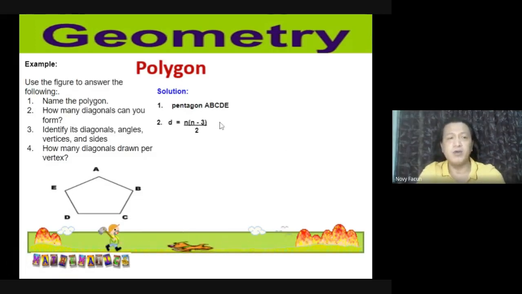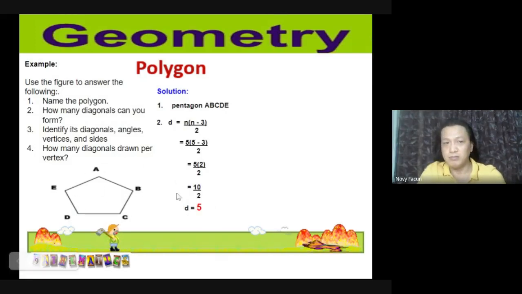And we also have number 2, how many diagonals can you form? So, use the formula natin, yung D is equal to n times the quantity n minus 3 over 2. So, alamin mo lang dyan yung number ng vertices mo. Since A, B, C, D, E, yun yung vertices, there are 5. Substitute natin, that is 5 times 5 minus 3, and divide by 2. That will become 5 times 2 over 2. Kapag sinimplify, 10 over 2, that is equal to 5. Yan na ngayon yung number ng diagonals mo dito sa pentagon mo.